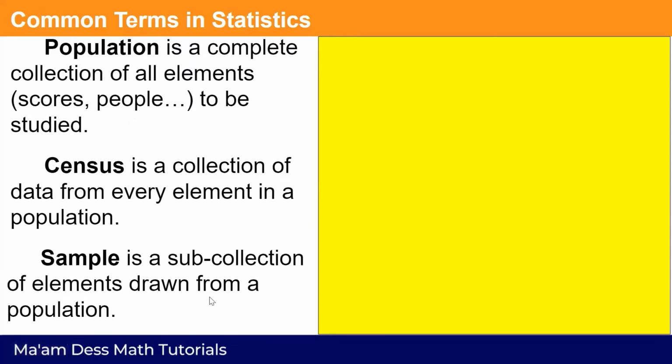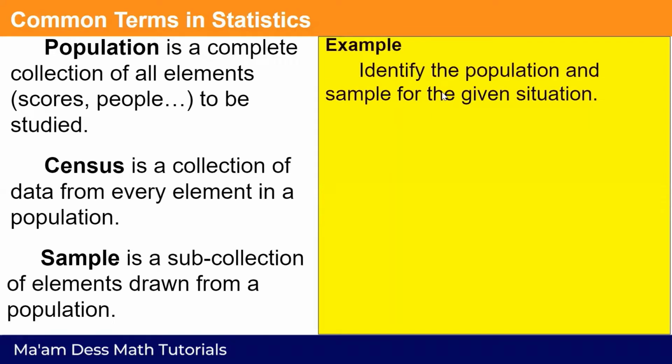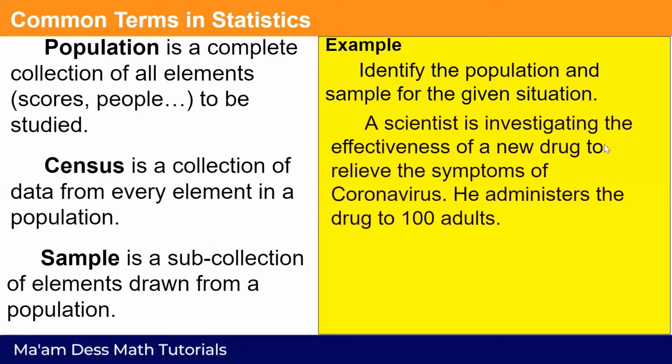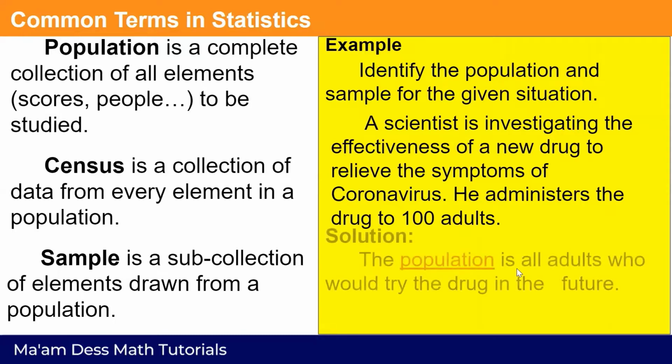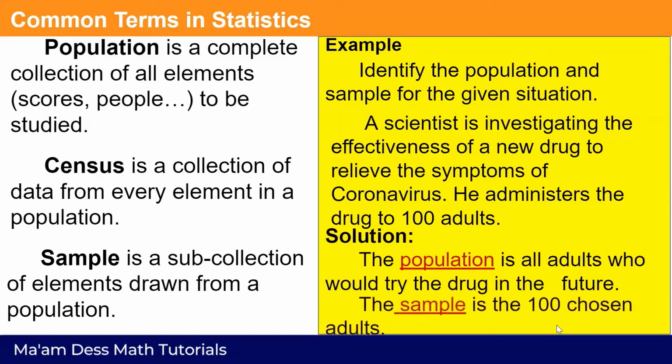Example, identify the population and sample for the given situation. A scientist is investigating the effectiveness of a new drug to relieve the symptoms of coronavirus. He administers the drug to 100 adults. Which do you think is the population and the sample for this situation? The population is all adults who would try the drug in the future. And the sample is the 100 chosen adults.